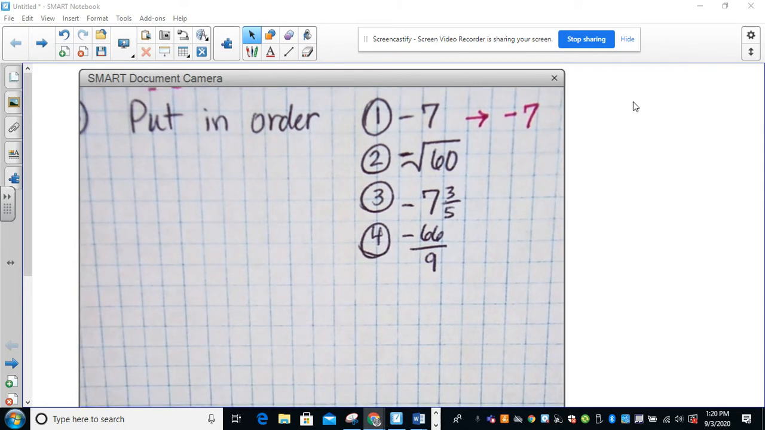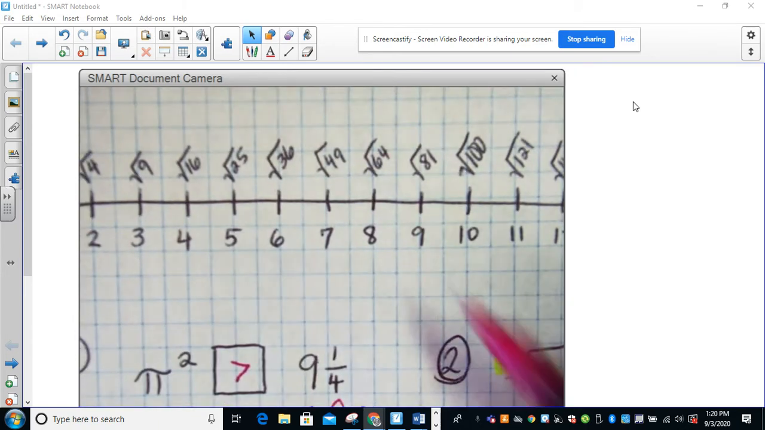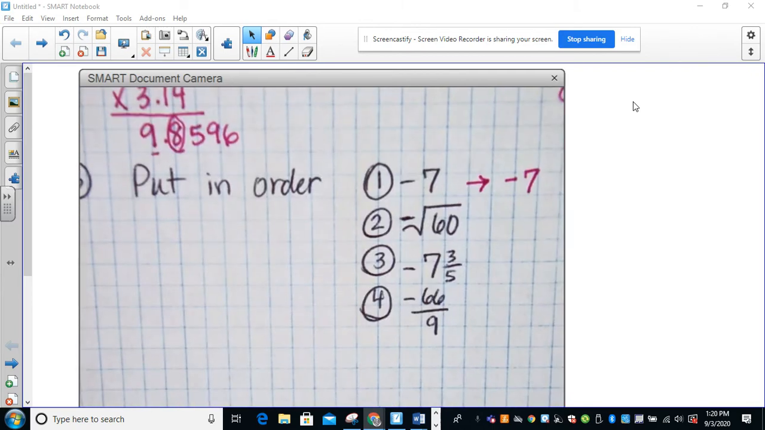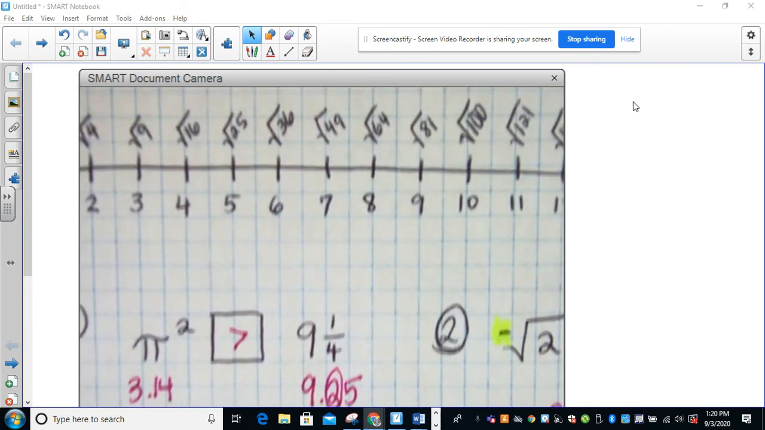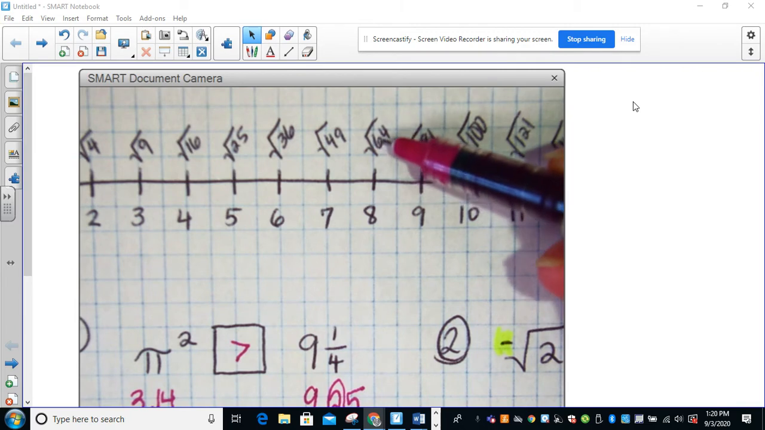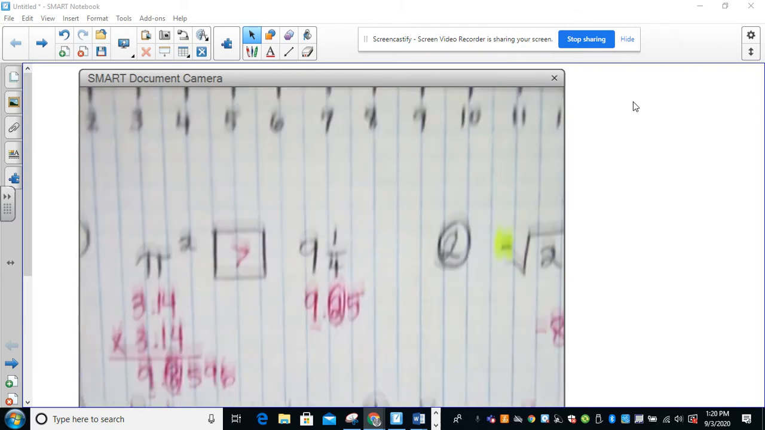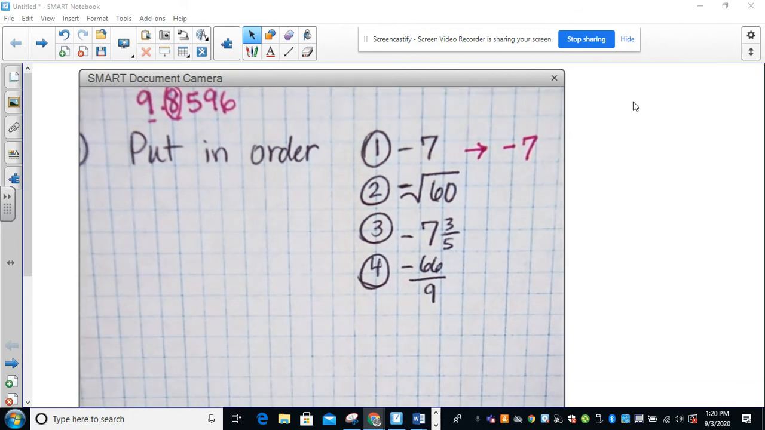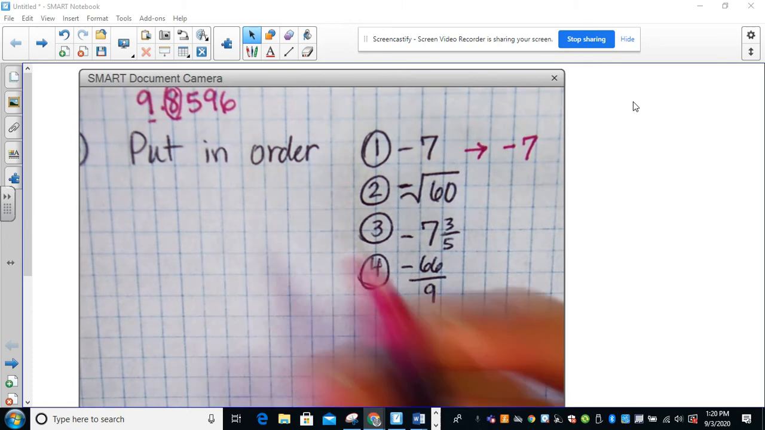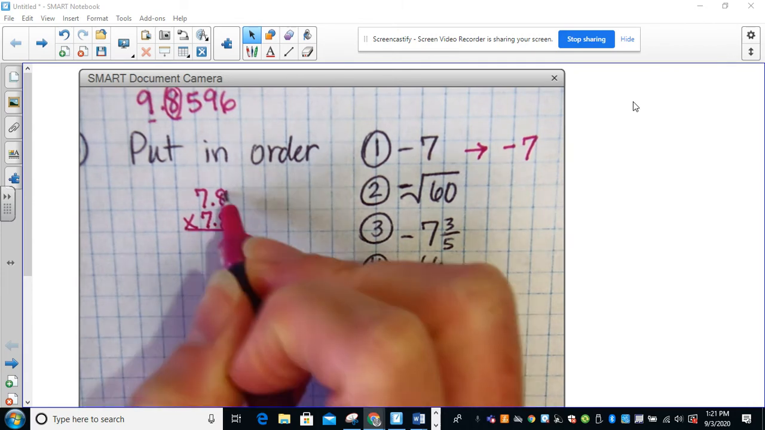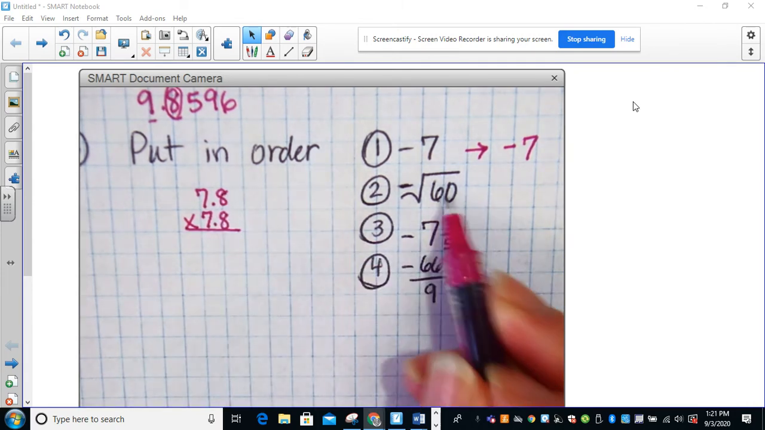Then the square root of 60. Well, if I look back up here, 60 is going to fall between 7 and 8. So I'm getting close to these numbers. So the question is, is it closer to 7, which is 49, or closer to 8, which is 64? I'm going to say we're closer to 64. So let's try 7.8. This is trial and error.